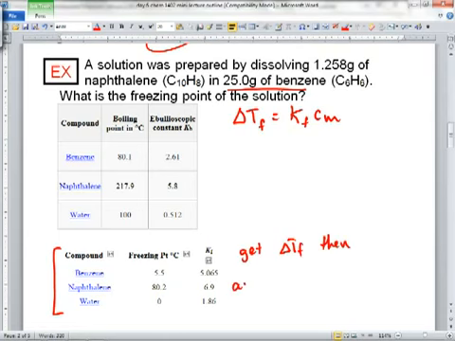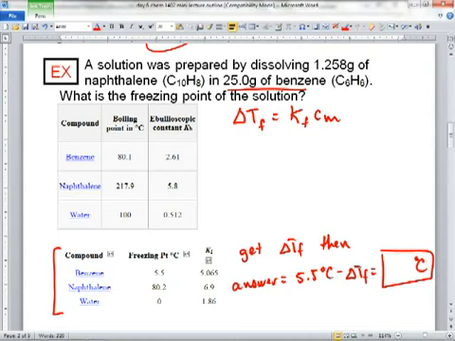Then our answer is going to be what? 5.5 minus our delta TF, and we'll have it. That's the big game plan. So how are we going to get it? Grace, what would you do first to get that delta TF? Oh, she says get that molality. Okay, let's get that molality.